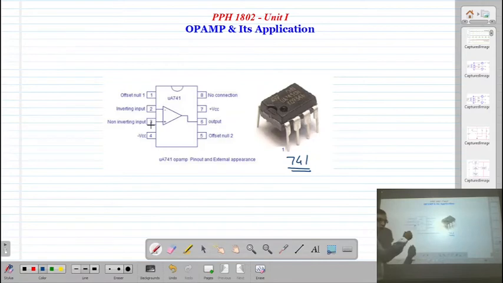When you are using the IC, you should understand that you can see one dot on the left hand side. Yes, the dot is there. That dot is indicating pin number 1. And then you have to move in an anti-clockwise direction. So pin number 1, 2, 3, 4, 5, 6, 7, 8.